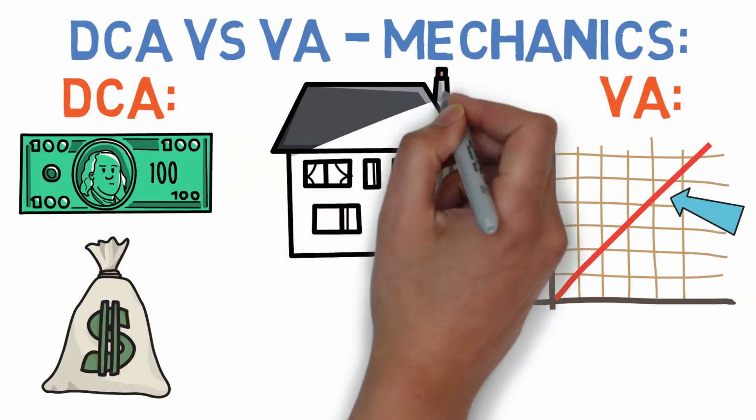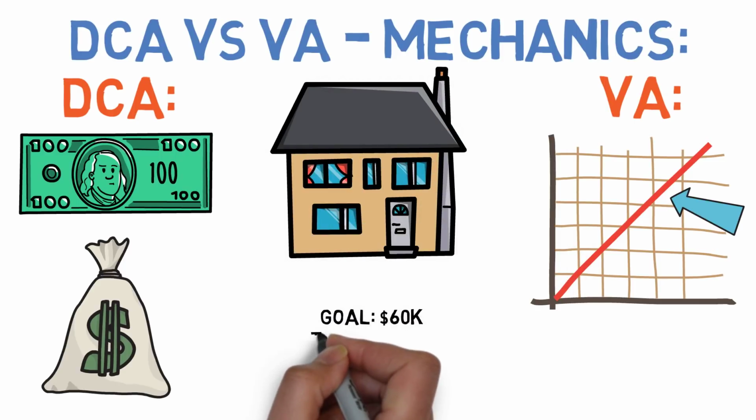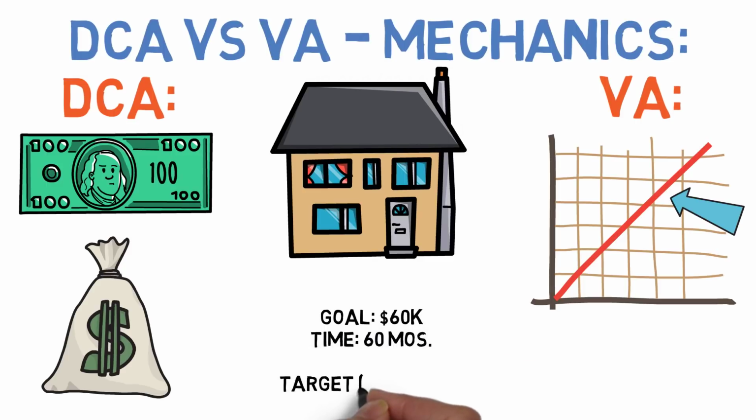So say you were saving up for a down payment on a home, and you wanted to put away $60,000 over the next 5 years, or 60 months. In order to reach that target, you'd need your savings to grow by $1,000 each month. This trajectory is often called your value path. Your monthly contribution under the value averaging method is whatever dollar amount you need to hit that target each month.